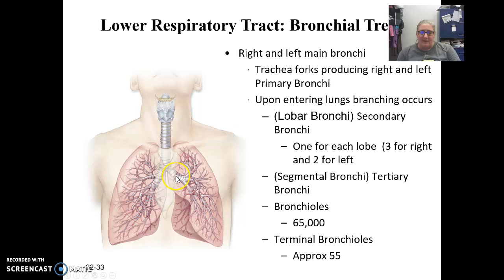So here you have the left bronchus moving, and then that branches into a, what is it called? A segmental bronchus to go to each segment of the lung. Here's a right bronchus, which branches into the segmental bronchus.